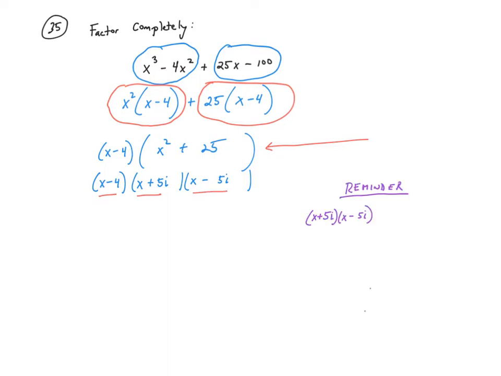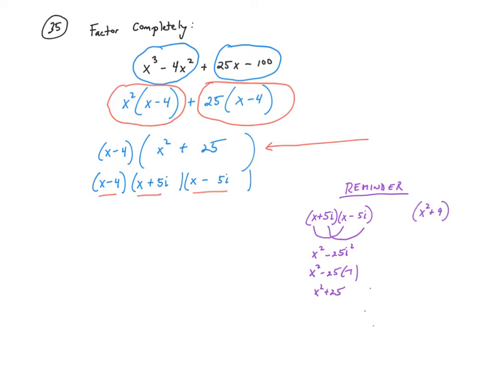Here's a reminder about the sum of perfect squares. We can always check our answer by distributing. We can use our first last technique. x times x is x squared. 5i times negative 5i is negative 25i squared. And we should remember that i squared is equal to negative 1. So that's equal to x squared plus 25.